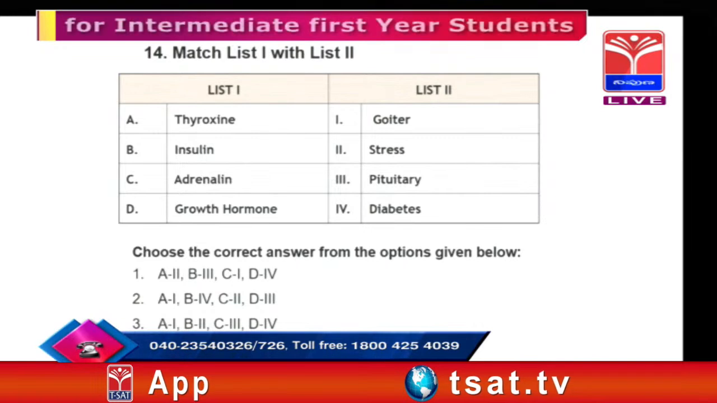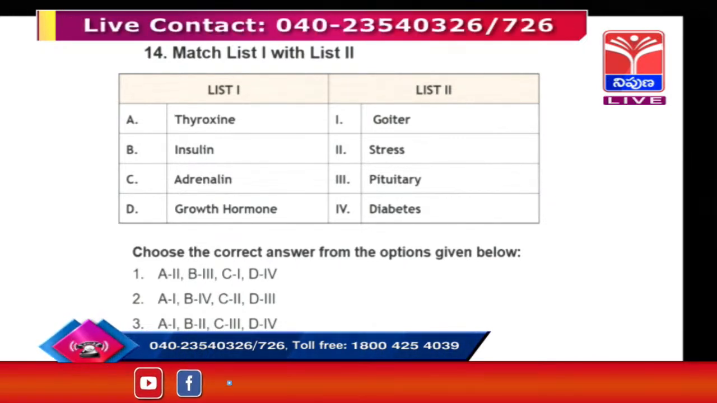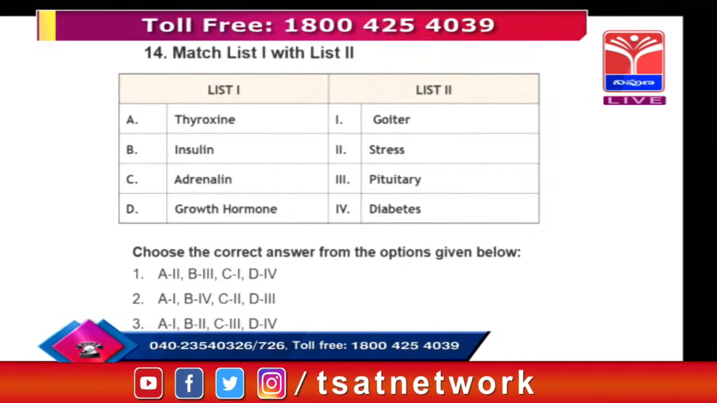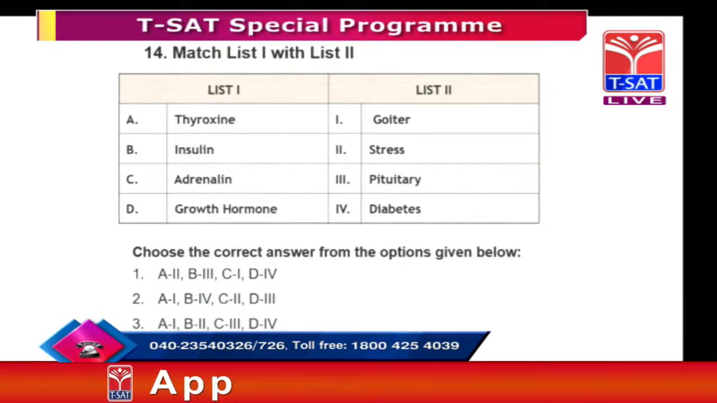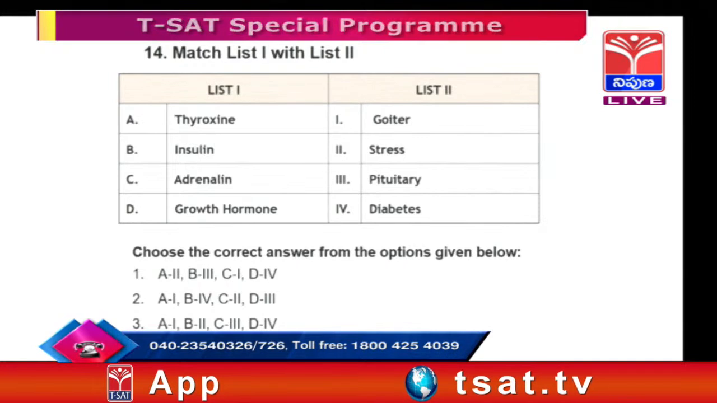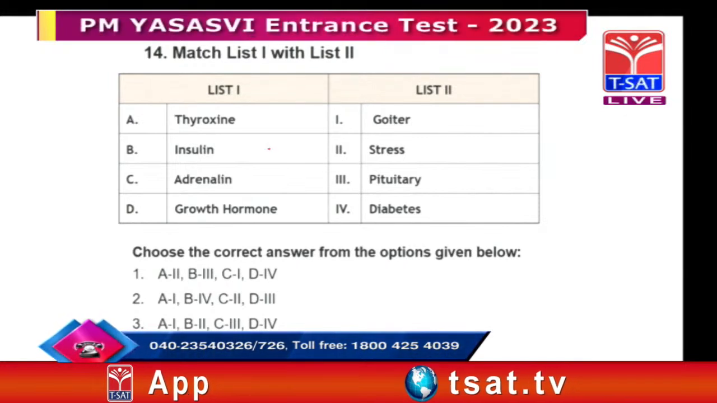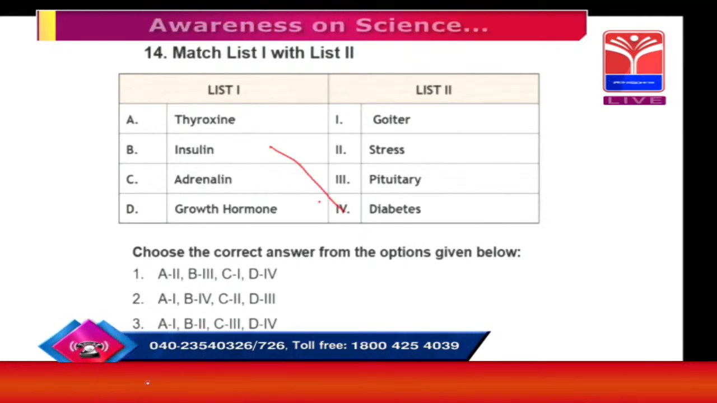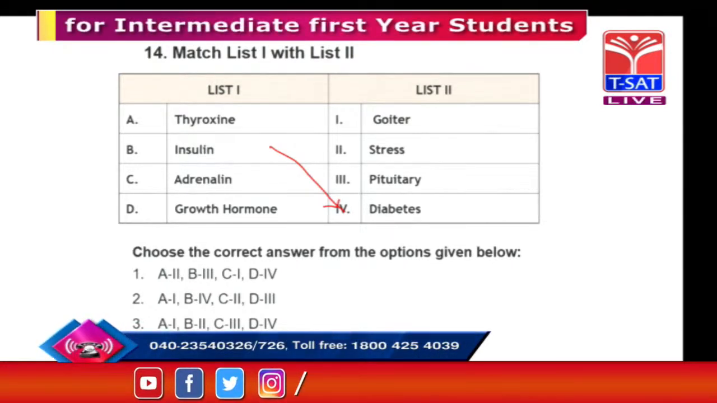So, deficiency of insulin causes diabetes, sir. First you have to match like that. B4. Just look at the options, you can directly eliminate some options. So the answer is deficiency of insulin causes diabetes. Now you have to choose between 2 and 4.